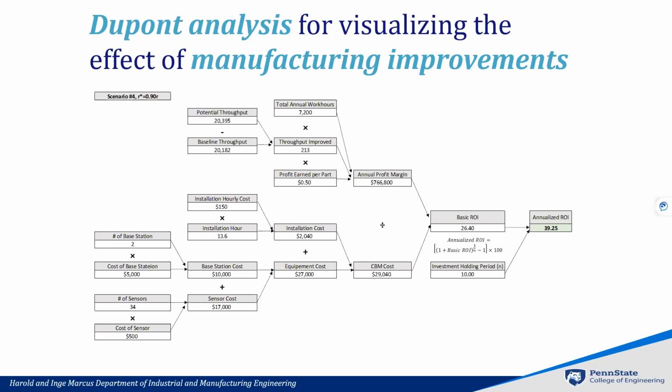You can calculate the impact on the profit margin. Okay, so that's one side of the DuPont model. The other side is it changes your cost base. You have to now procure some capital equipment in terms of the sensors and the base stations, so they cost you some money. These are indicative numbers.